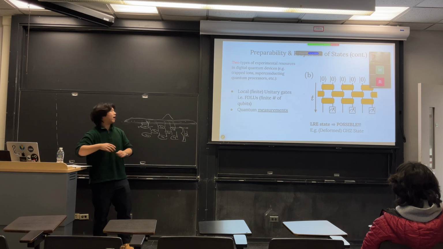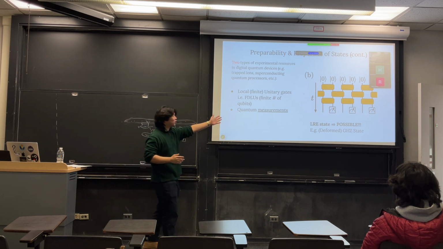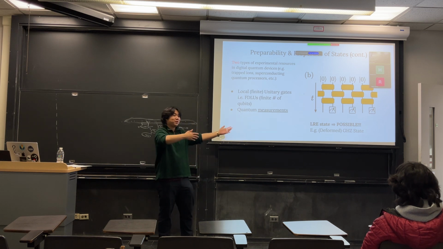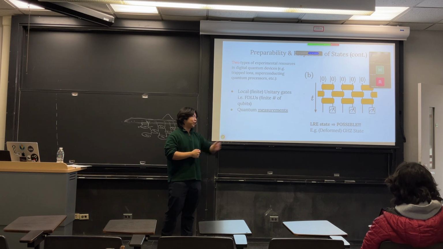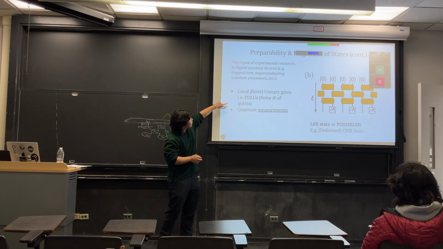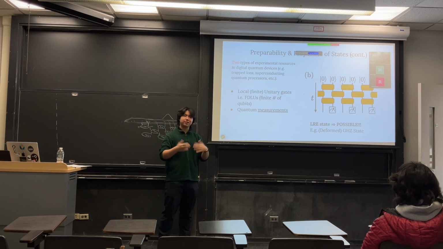But so far we only have the finite depth local unitaries, and with just that you can't create these long range entangled states. But if we introduce a new powerful kind of operation, which is quantum measurements, then you can actually start creating these long range entangled states. And I'll give an example in a moment. So we have these two things as sort of the experimental resources we have in digital quantum devices, and that could be trapped ion, superconducting quantum processors, etc.